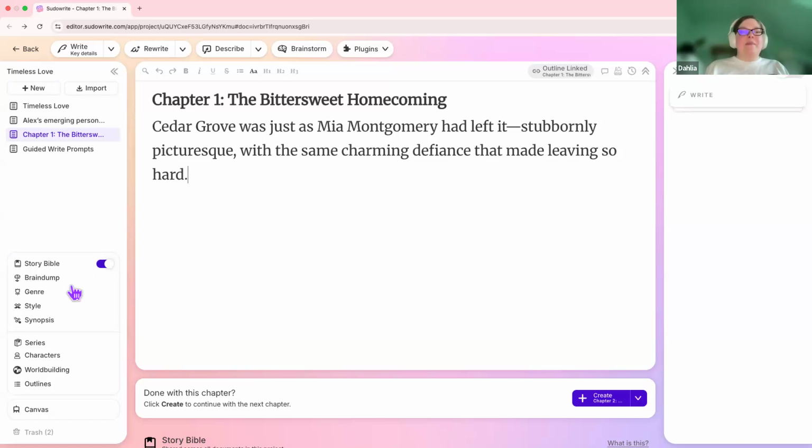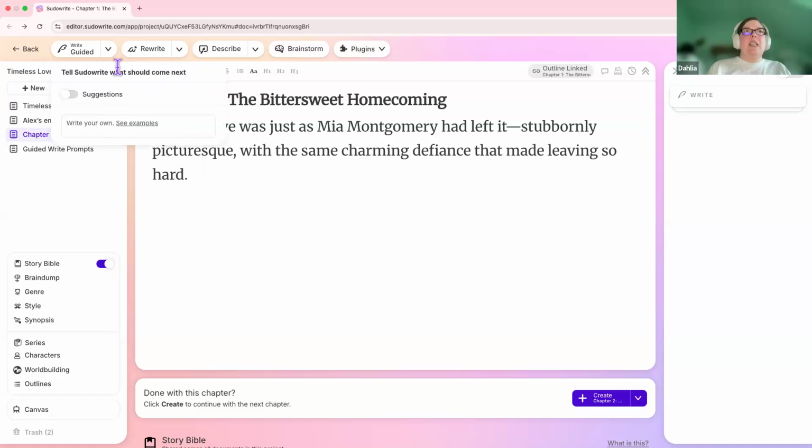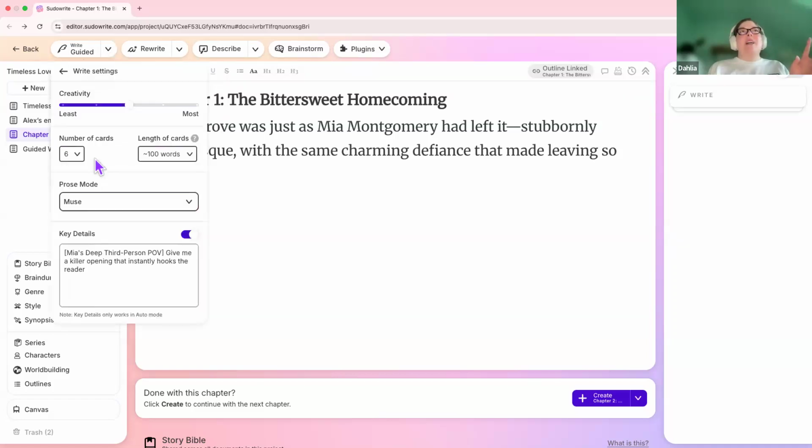But now we have a beginning. This is the moment where I usually switch to guided write with 0 creativity, since once I have my opening line, I just want the AI to follow my instructions as closely as possible. And I usually go down to 1 card and make this a bit bigger.